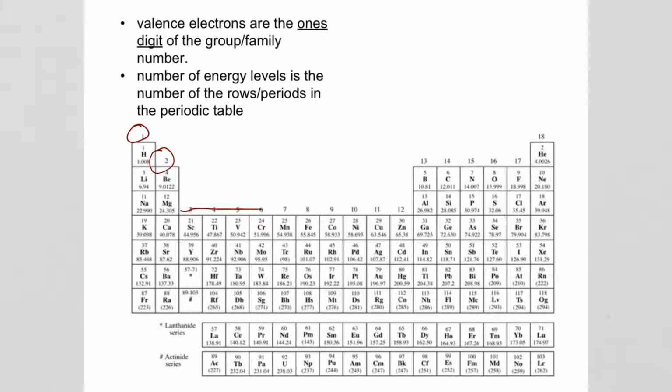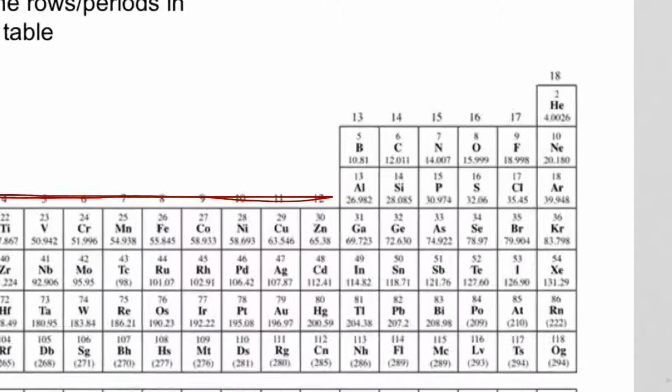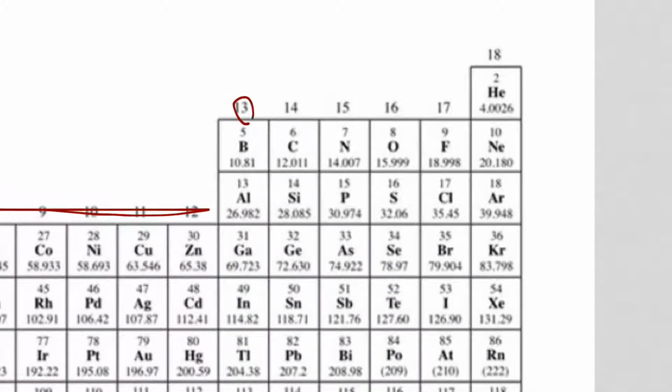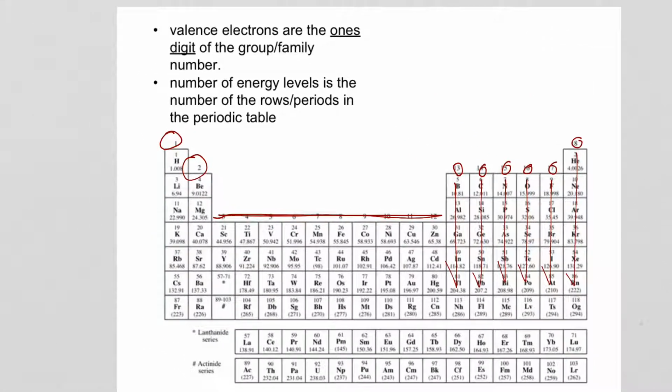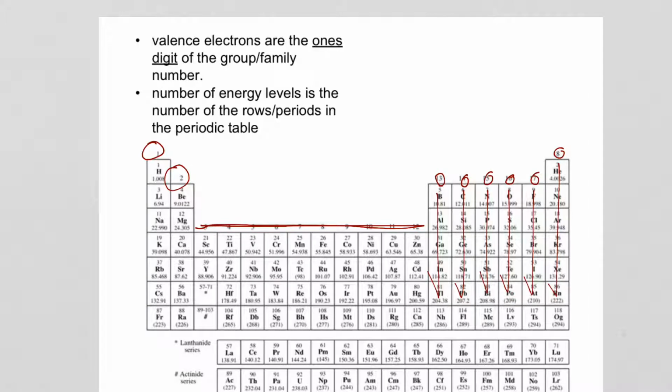We can't do it for 3 through 12. That doesn't follow that rule. There's much more to why those are various different ones. But if we look over here, the ones digit, 3, 4, 5, 6, 7, 8, those columns have that number of valence electrons. So everything in there has those numbers of valence electrons. Okay? And that plays a role when we're talking about reactivity.